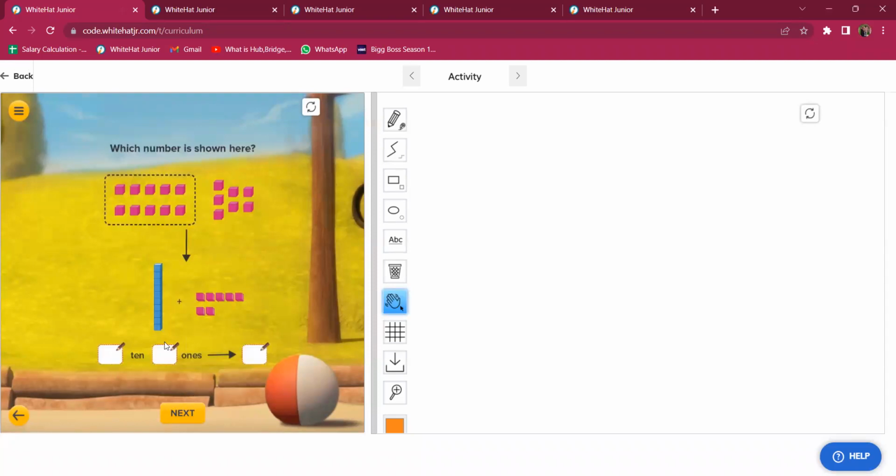Which number is shown here? As you can see, this denotes 10, that is one rod, plus here we have 1, 2, 3, 4, 5, 6, 7. So 1 ten, which is equivalent to 10 ones put into one rod, and here we have 7 separate ones. So we're going to write 7 here. Let's go to the next question.